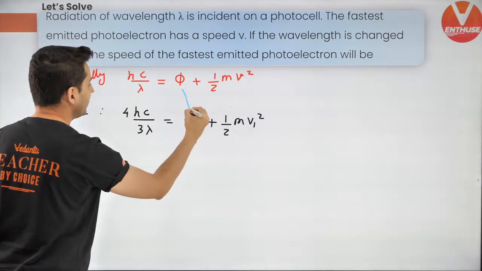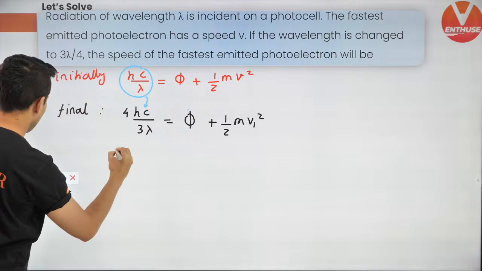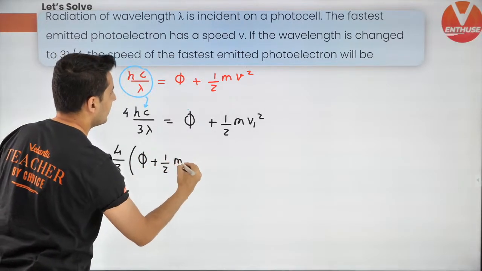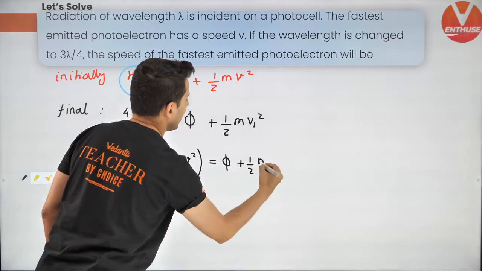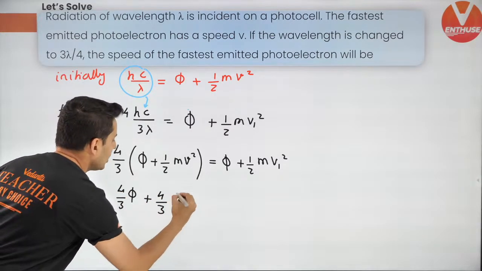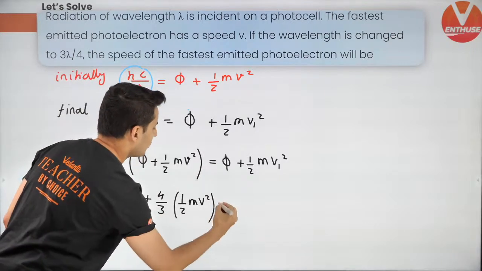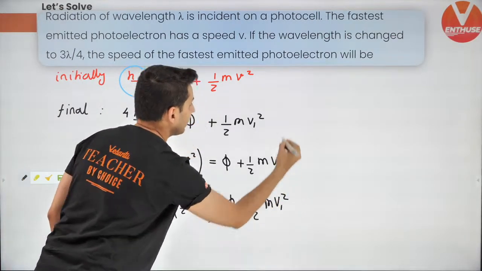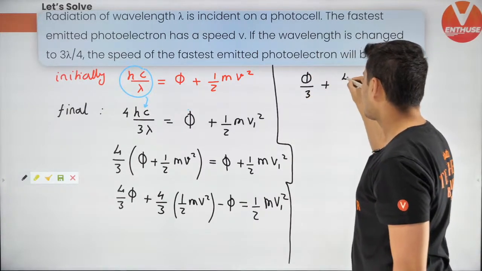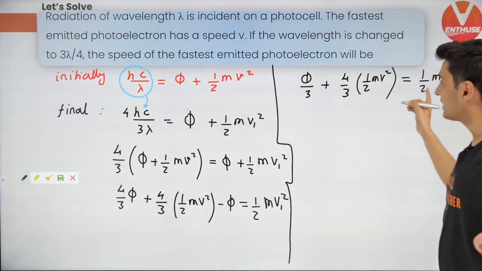Now I'm going to put this hc by lambda over here and see what happens. So 4 by 3, instead of hc by lambda, I will put this entire expression: phi plus half m v square is equal to phi plus half m v1 square. Simplify this: you get 4 by 3 phi plus 4 by 3 of half m v square, equal to, taking phi to the other side, minus phi, half m v1 square. Now 4 phi by 3 minus phi is just phi by 3. So phi by 3 plus 4/3 of half m v square is equal to half m v1 square. This is what I'll get.